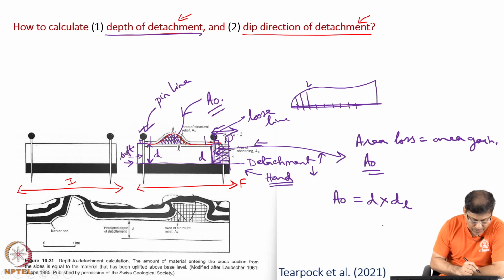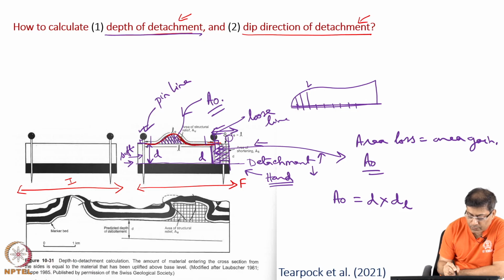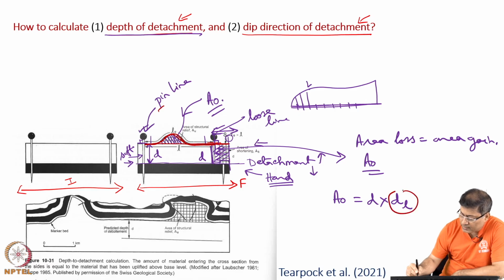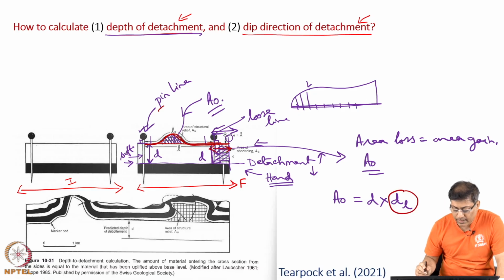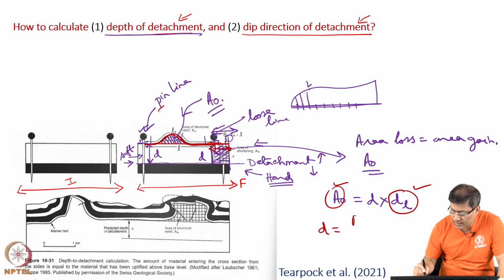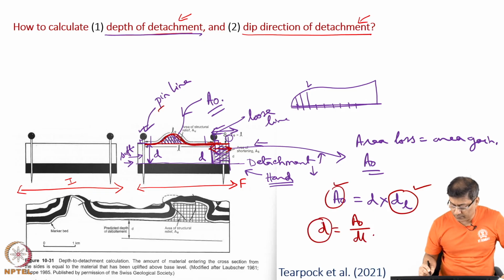Next, we will apply the line length balance method, whereby we find out this curved line length between one pin line and one loose line. Then we will straighten this line. In other words, say this is the L0 length, just open it up and make it a straight line. The moment you do, you obtain the DL length. DL is this much length. I will also demonstrate it using an actual practical exercise. Once the DL is known and that A0 is known, D is obtained as A0 divided by DL. In this way, the depth of detachment can be known.